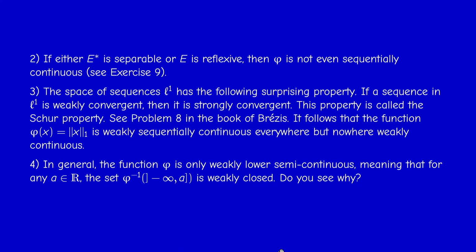And last remark, we say that the function phi is weakly lower semicontinuous. This is an important notion that we'll study in the calculus of variations. What does this mean? It means that the inverse image under phi of a closed interval of the form (-infinity, a] is weakly closed. Now, try to prove that, actually, because I may ask you this question in the exam.